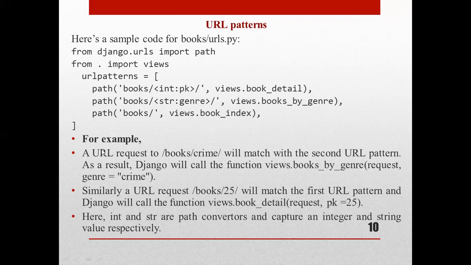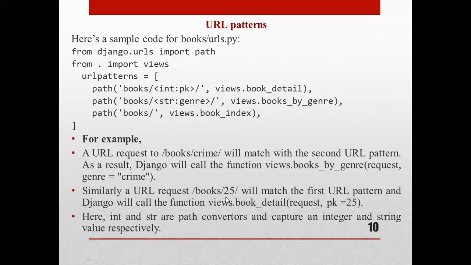For example, a URL request to books/crime will match the second URL pattern. As a result, Django will call the function views.book_by_genre, so by the second URL we match the request to search for a particular genre, here the request is crime. Similarly, a URL request to books/25 will match the first URL pattern.